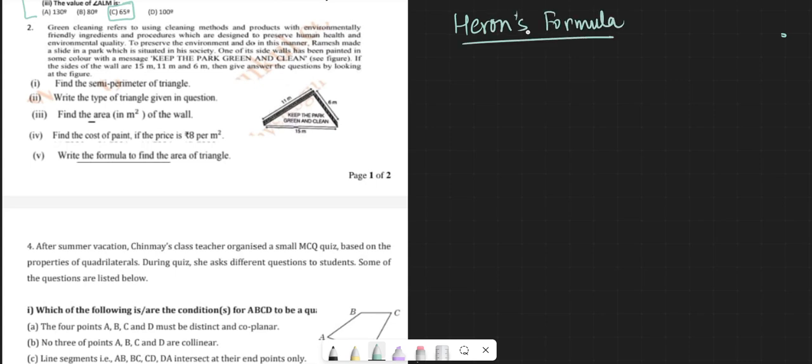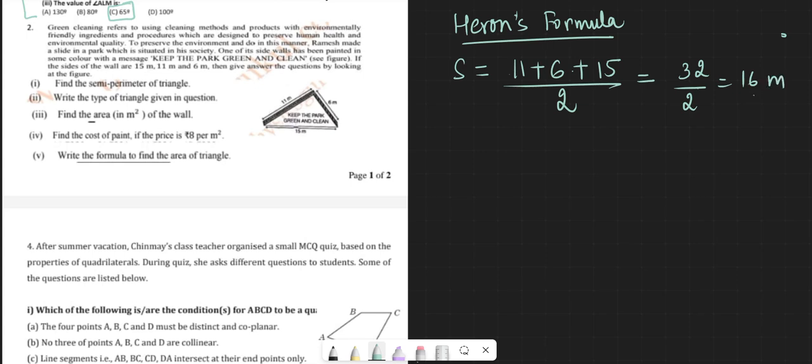Now the question says, what is the semi-perimeter of the triangle? Very easy. Semi-perimeter is the sum of all sides divided by 2. The semi-perimeter: 11 plus 6 plus 15 is 32, divided by 2 is 16 meters. So the semi-perimeter of the triangle I would write as 16 meters. We're coming to the second part.